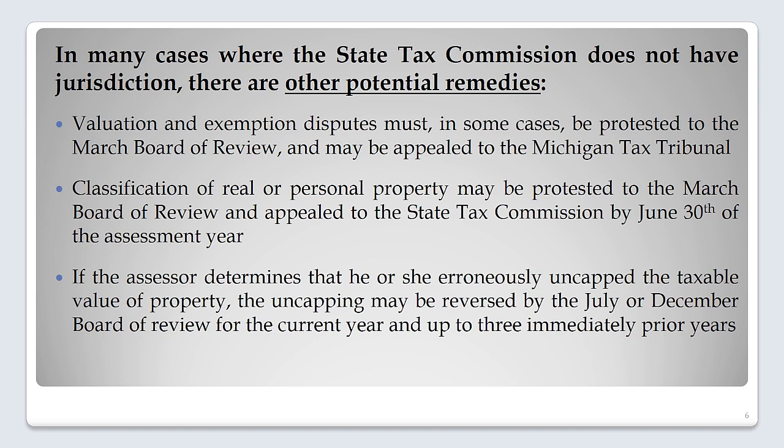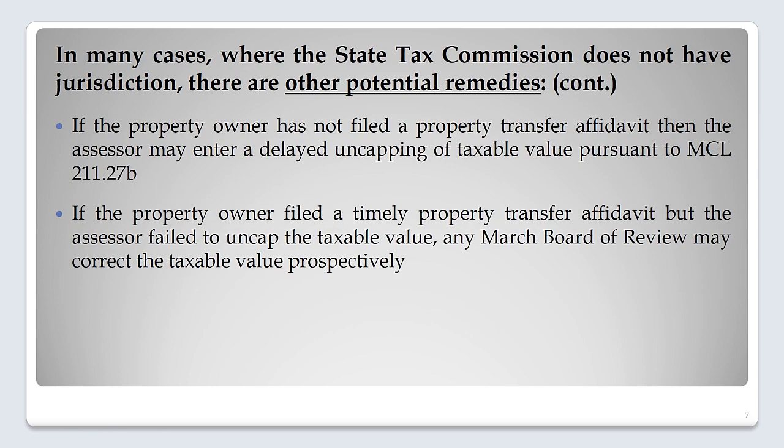If the assessor determines that he or she erroneously uncapped the taxable value of property, the uncapping may be reversed by the July or December Board of Review for the current year and up to the 3 immediately preceding years. If the property owner has not filed a property transfer affidavit, then the assessor may enter a delayed uncapping of taxable value. If the property owner filed a timely property transfer affidavit, but the assessor failed to uncap the taxable value, any March Board of Review may correct the taxable value prospectively.